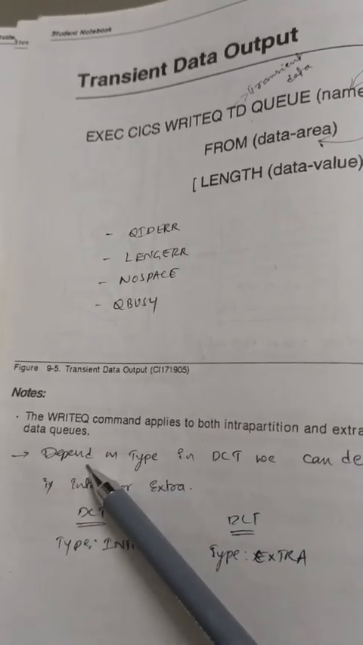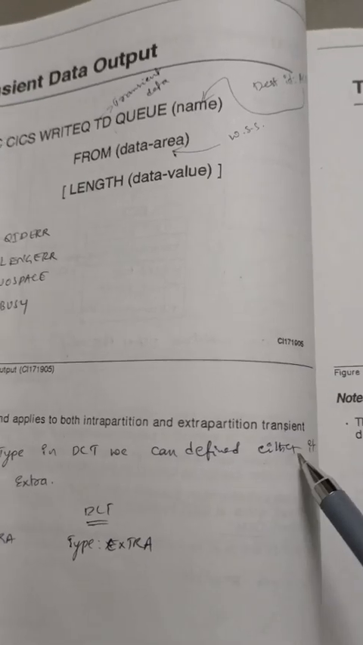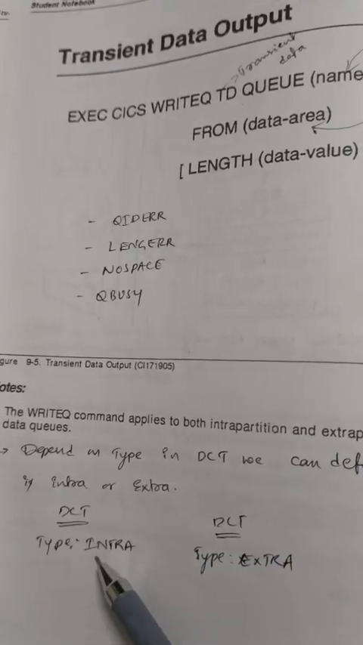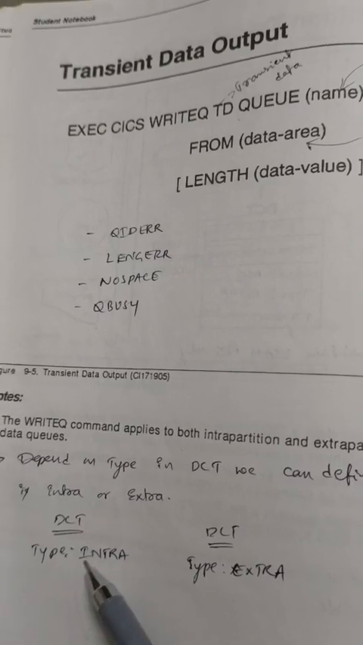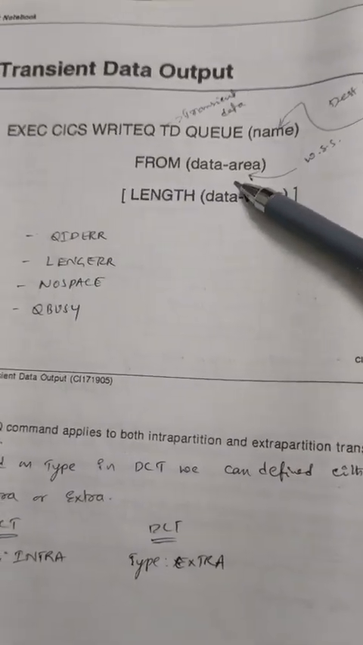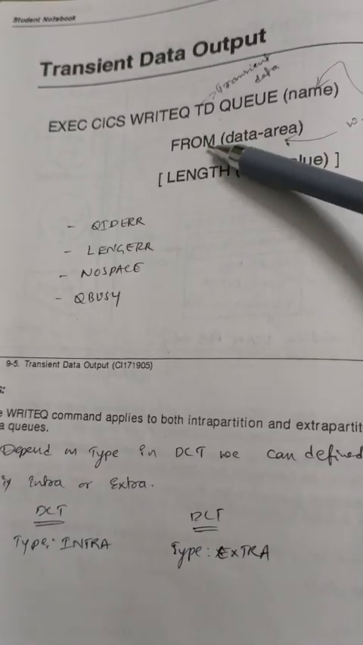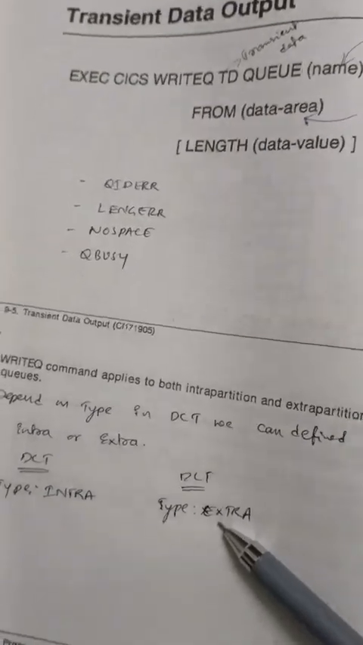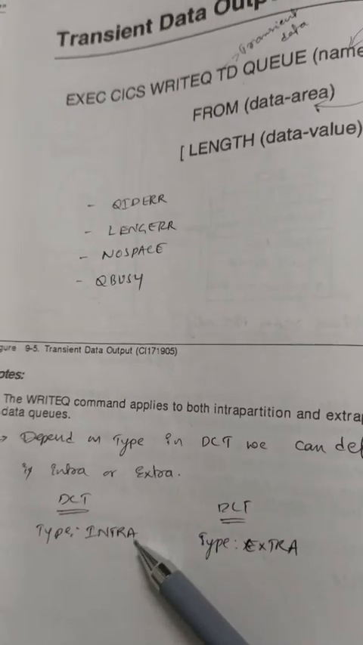Even they have mentioned here that depending on the type in the DCT table we can define whether it is intra partition or extra partition. This is the syntax in the DCT table, where we tell the type as intra or extra partition. Even the developer doesn't know whether it is intra partition or extra partition. Only the administrator people know, because only they can browse the DCT table.